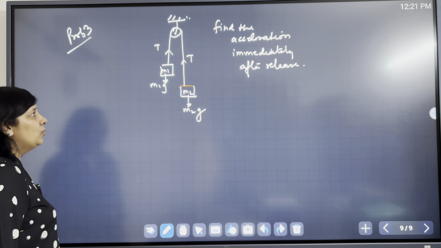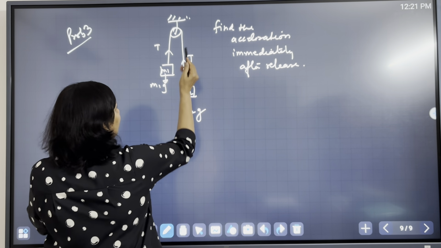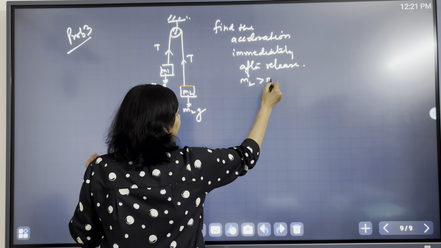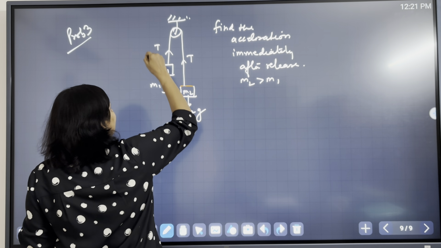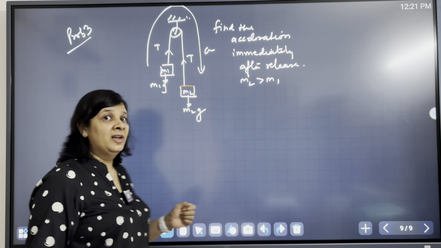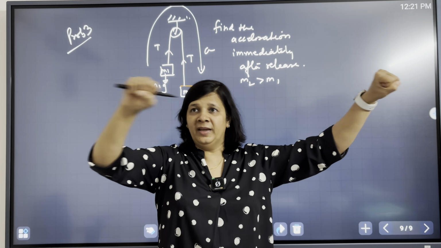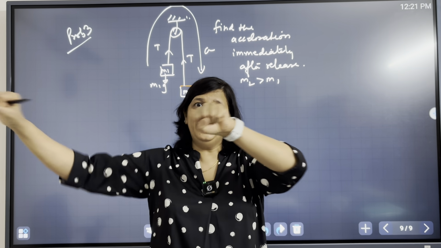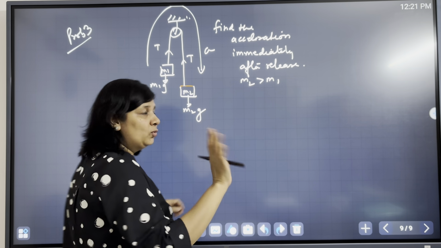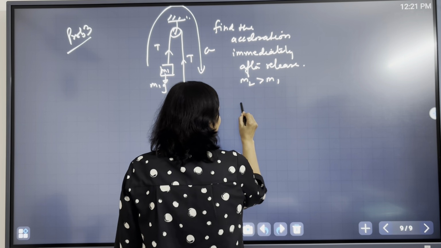Now you can just imagine this system. Now how the system is moving upon release? M2 is greater than M1. So the system is moving like this, right? This is the direction of acceleration. This is only one direction. You can just imagine this like this, and again it is moving like this, right? These are not two directions. So you can just imagine this like this.